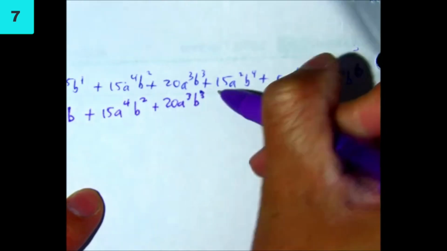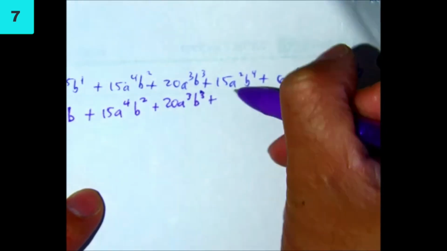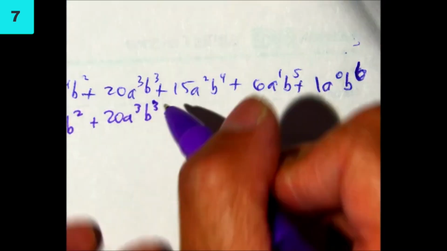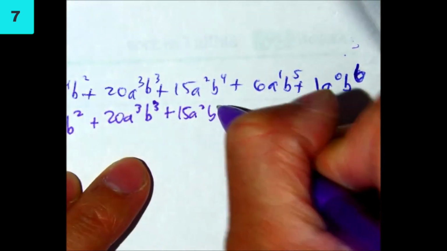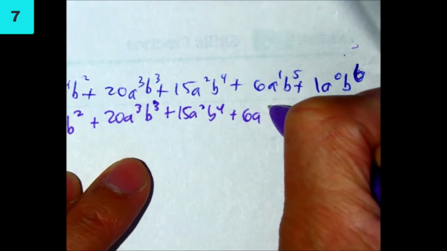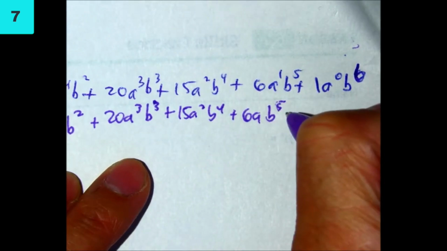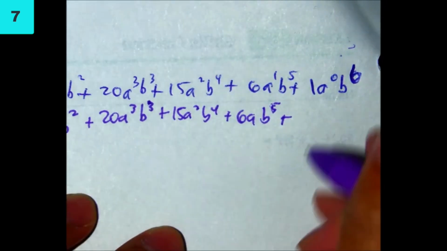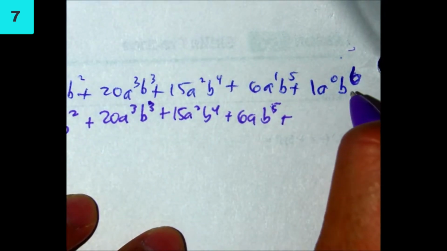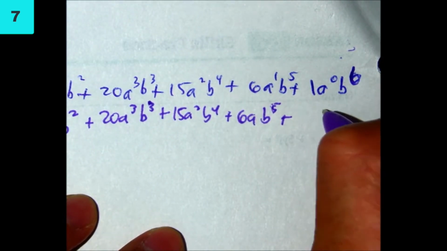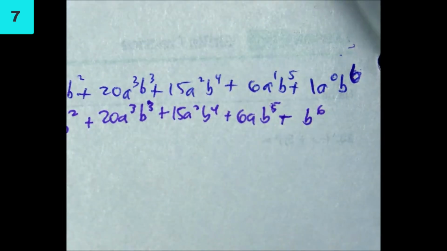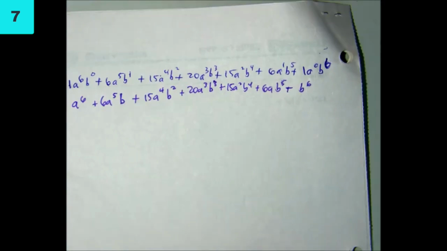3. Feel free to go faster. It's what? 15a^2 b^4 plus 6a^1 b^5. No 1, okay? What is that? b to the 6. Okay, so that's a nice, clean answer. Thank you, Jasmine. Appreciate it.